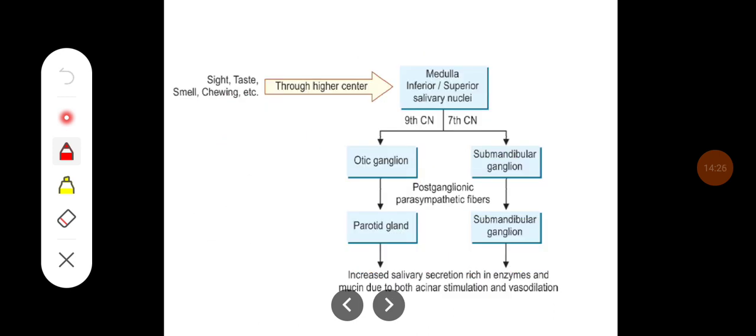So this is the mechanism by which they are going to stimulate the medulla, the nuclei which are there, the inferior and superior salivary nucleus. Sight, taste, smell, and chewing stimulate them. Through the 9th and 7th nerves, they stimulate the otic ganglion and submandibular ganglion. Then postganglionic fibers act on the parotid and submandibular glands to increase the enzyme-rich secretion, and they also lead to vasodilatation.